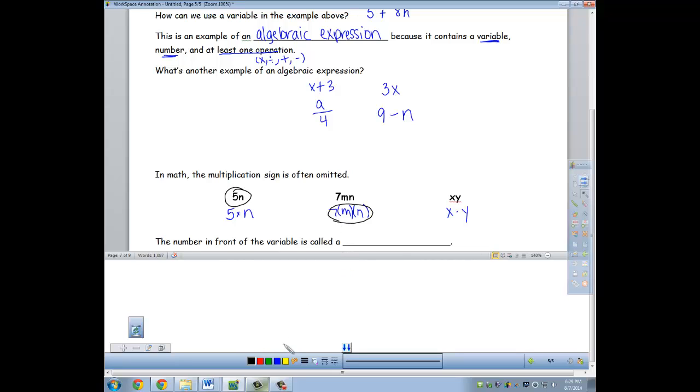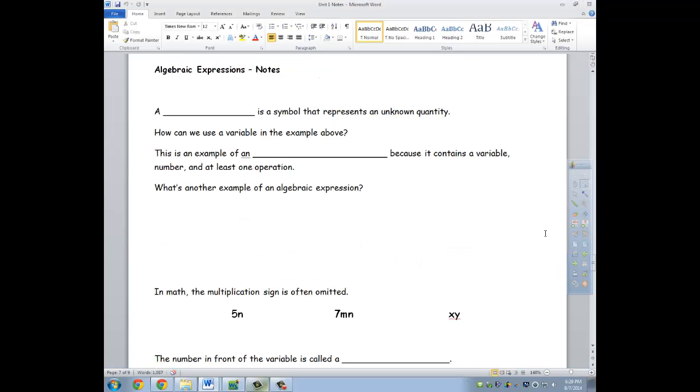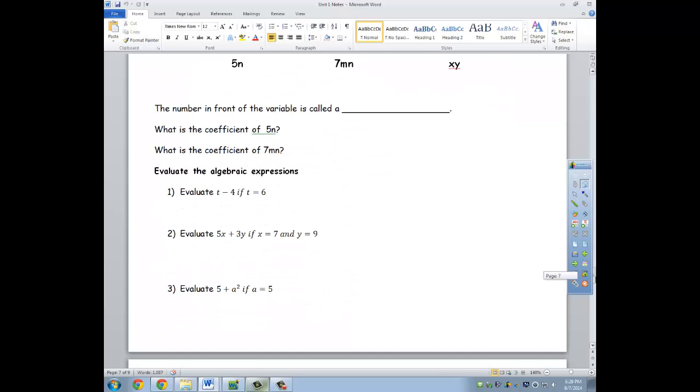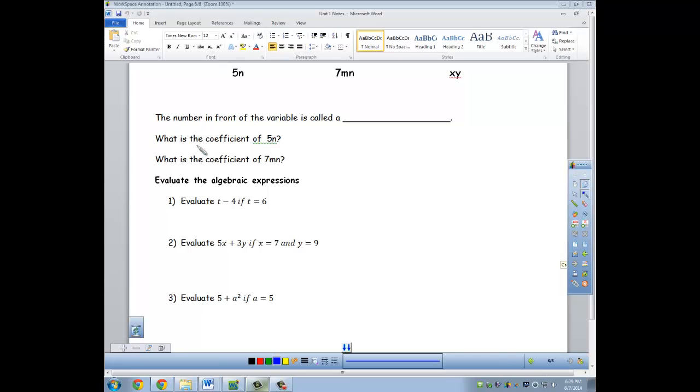The next vocab term is the number in front of the variable is called a coefficient. Coefficient is a pretty strange sounding word, but it's super easy. You won't have to actually solve problems saying something like evaluate the coefficient. That doesn't quite make sense. So when we talk about coefficients, they're just going to want you to identify it.